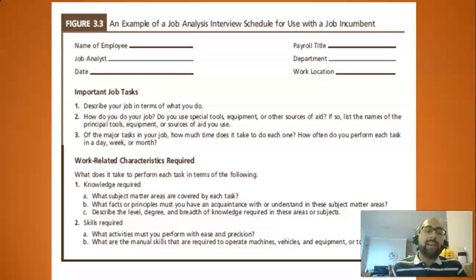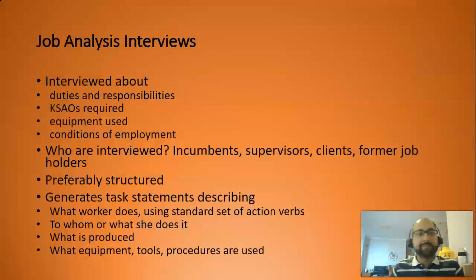So here you actually get to ask employees what are the things that you want to select for in a job without saying so explicitly. So again, they're being interviewed about their duties and responsibilities, the KSAOs, equipment and conditions of employment. Typically, you would conduct this job analysis interview with incumbents, people who currently have the job. You can also interview people who formerly held the job.